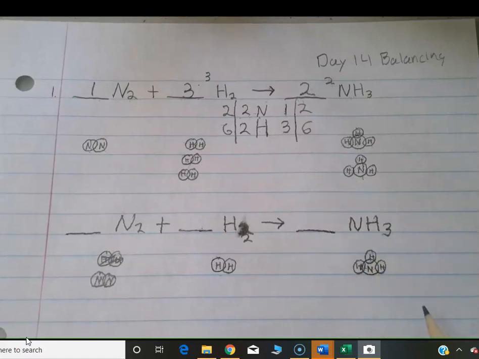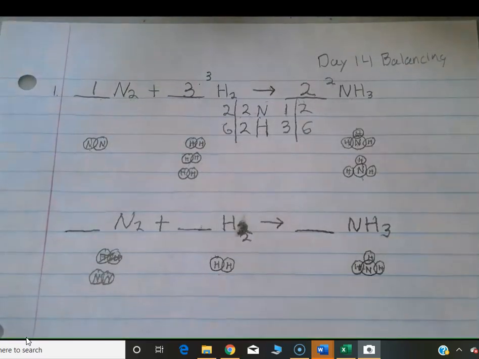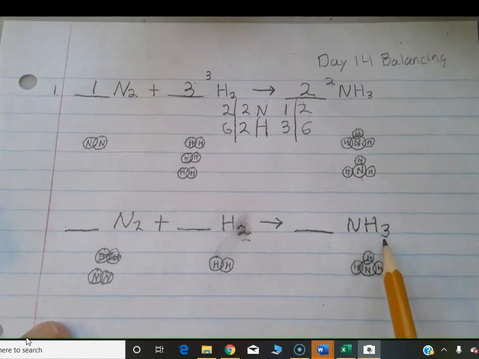Okay, what if I decided, last time I started with nitrogen, what if I started with hydrogen? Well, that's a little bit messy, and here's why. It doesn't matter where you start, but starting in some places is better than starting in other places. So if I decided to start with hydrogen, I have 3 hydrogens here and 2 here. So now what I have to find is a least common multiple of those 2 numbers, the smallest number that they both multiply into evenly. And that number would be 6. 2 goes into 6 3 times, and 3 goes into 6 2 times. They have to go in evenly.